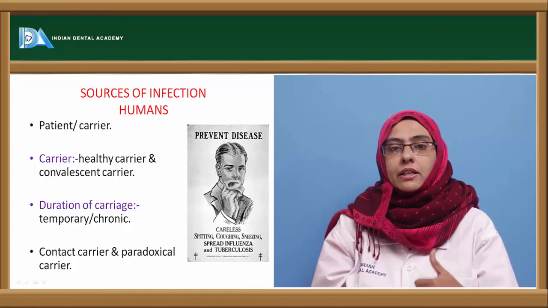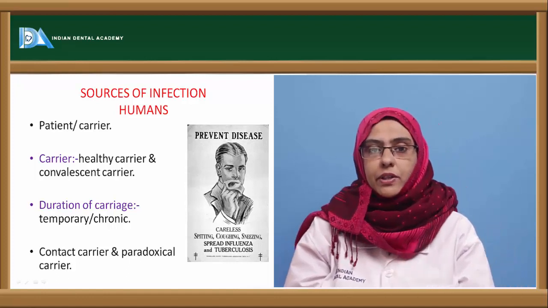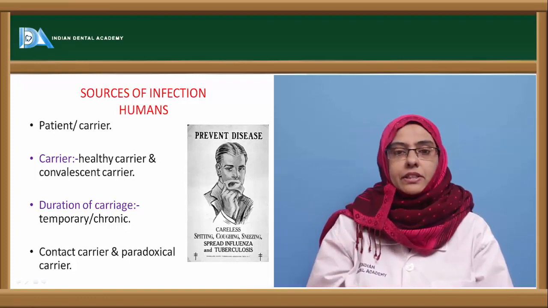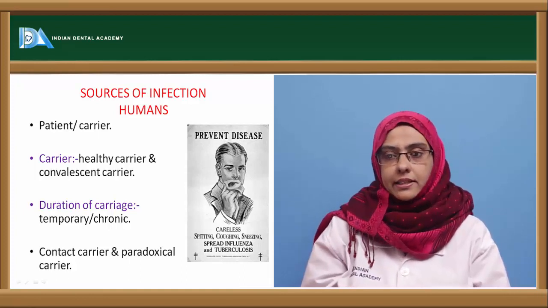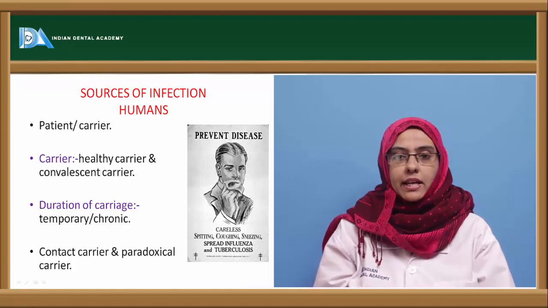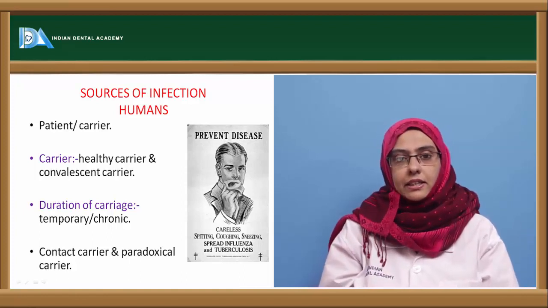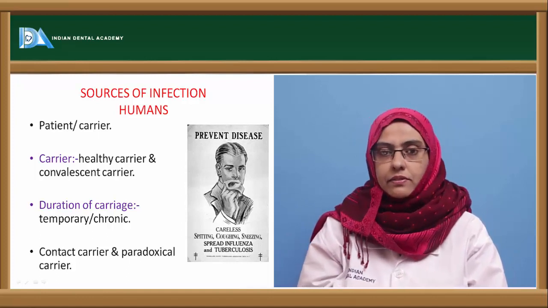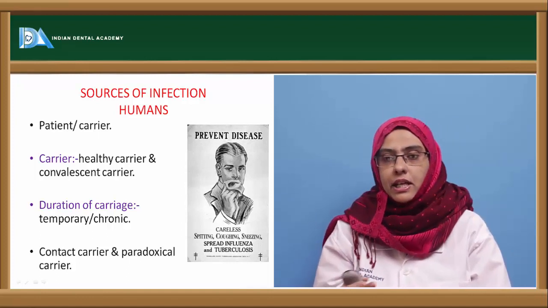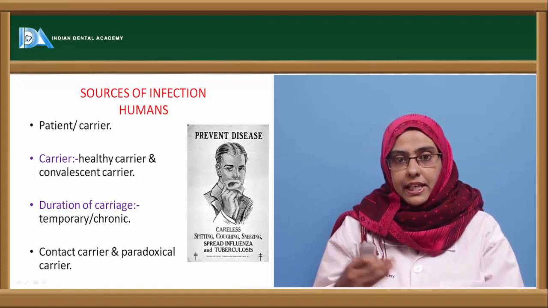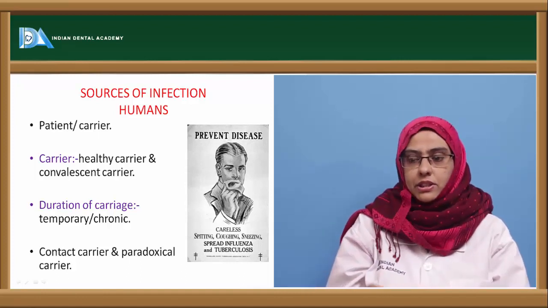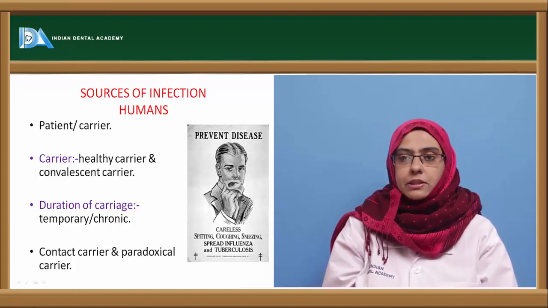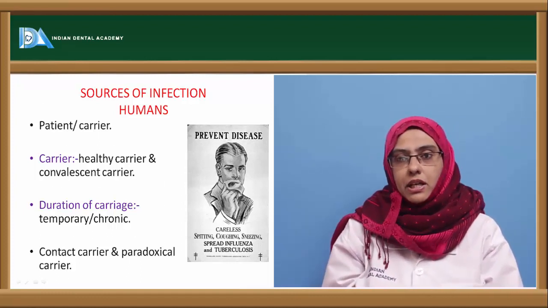They can cause the infection in any human when they come in contact, and depending upon how they transmit the infection, they are called contact carriers and paradoxical carriers. Contact carriers can directly transmit the infection to the human with whom they come in contact, and paradoxical carriers are the ones that usually get the infection from other carriers. This is how humans themselves act as a source of infection to transmit the disease from one human to another.